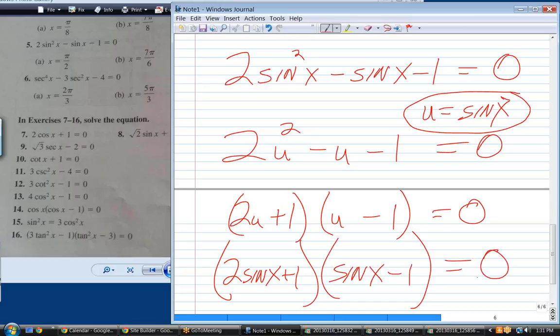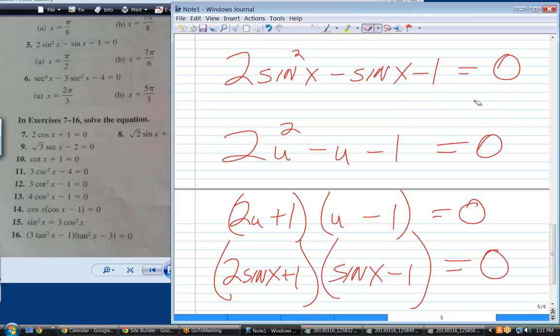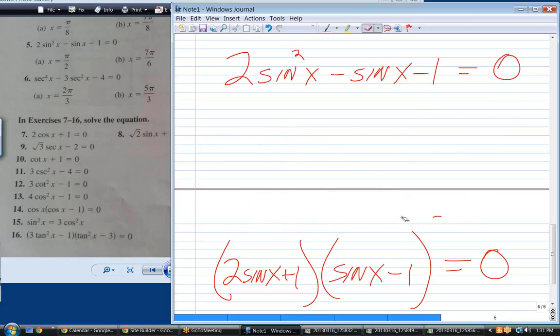So that's the way it's done, and after you get kind of used to it, you don't need to do this substitution step. As long as you're good with going from this to this.